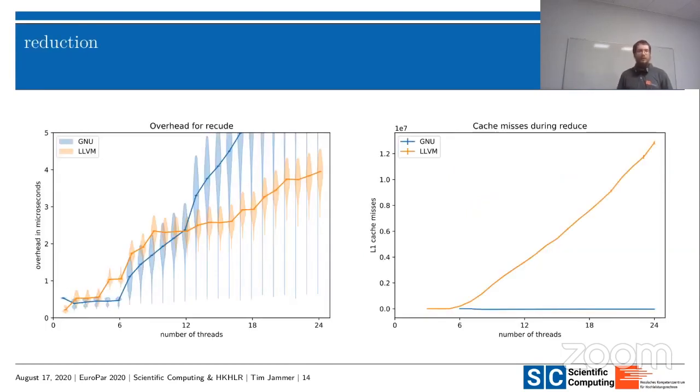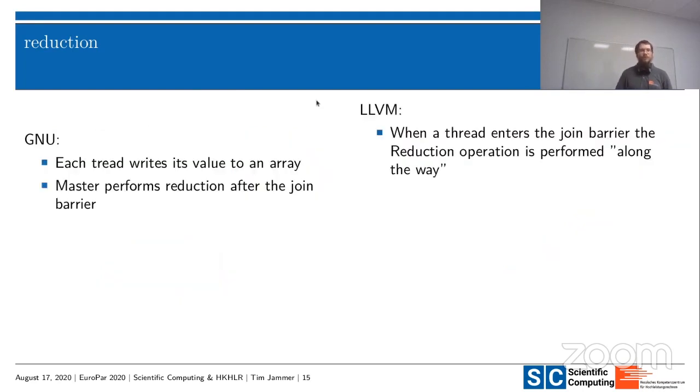Let's have another look at the reduction operation. Again, you see the number of threads versus the time needed to perform the reduction operation. And as you can see, you have this linear rise of the overhead in the GNU implementation, and there is a logarithmic curve in the LLVM implementation. And if you then look into the source code, this is indeed what happens. GNU utilizes a linear scheme, meaning that each thread writes its value to an array, and then the master performs the reduction of this join barrier.